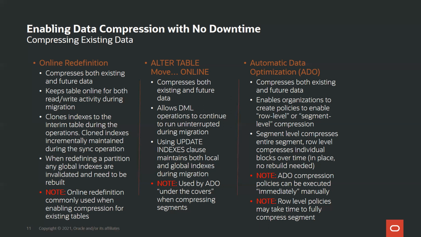So all 3 of these methods will allow you to enable compression for an existing table by rebuilding that table. But ADO will also allow you to enable compression at the row level, which allows you to enable compression block by block without having to rebuild that table or move it. So these are the 3 most common methods for enabling compression on an existing table. And I have to say online redefinition is probably the most frequently used of all 3. When I talk to customers, they indicate that online redef is probably the most common.